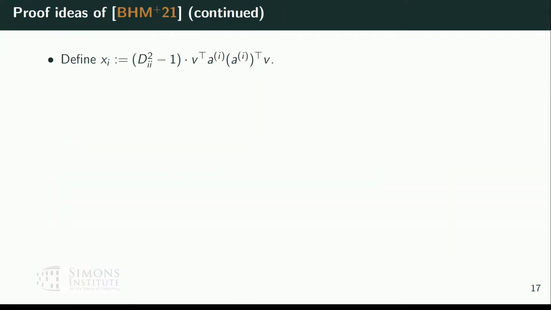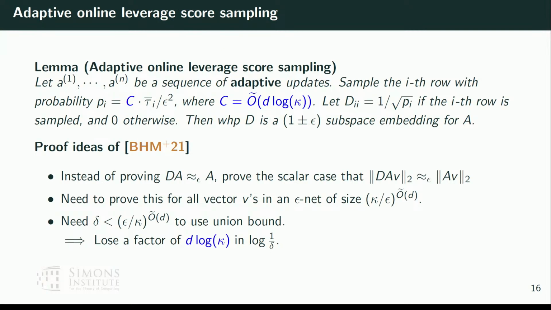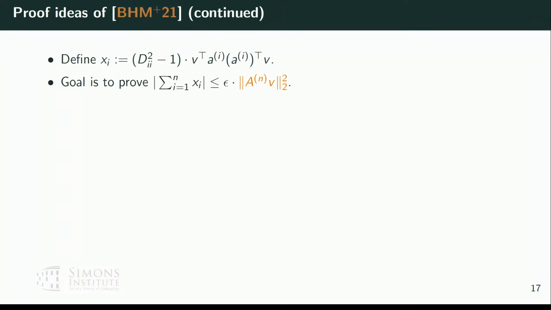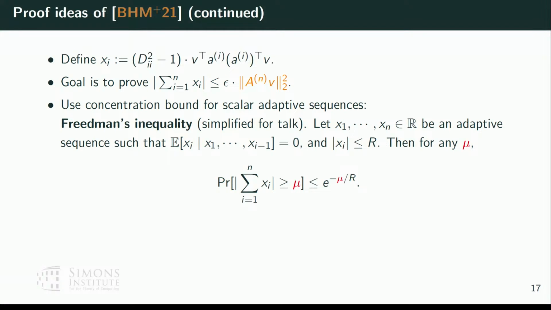But their algorithm not only loses this factor, they also lose another kappa factor. The reason they lose the other kappa factor is because we can define our scalar random variables for a fixed vector V. And ideally, we would like to prove that the sum of all these error terms over every row is bounded by epsilon times your final matrix norm, so they're bounded by some epsilon times V transpose times your final matrix times V.